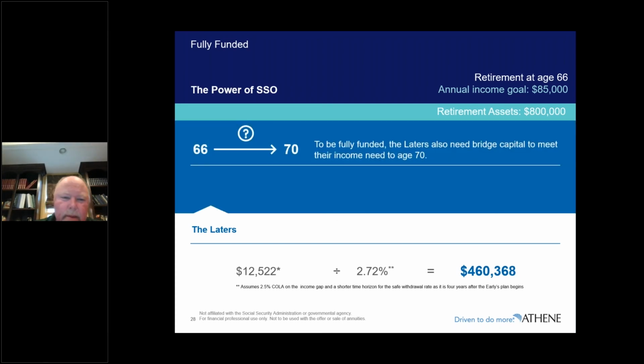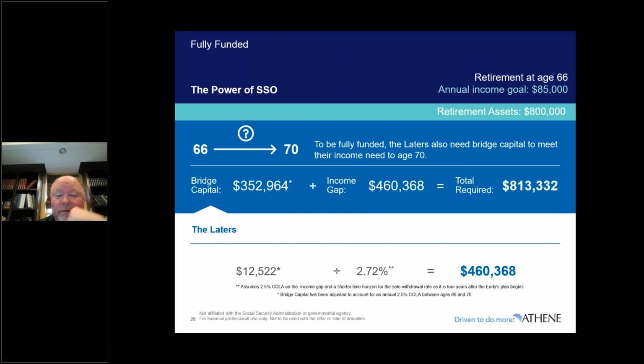But we've got to remember they're still retiring at 66. So what happens from 66 to 70? We'll quantify how much capital they'll need to have on hand to carry themselves from 66 to 70. We call this the bridge period, and the amount of capital of their own that they're going to have to use to carry them during that time is the bridge capital. So we take $85,000 inflated by 2.5% per year for 4 years, and this is what we need to cover the bridge period. Of course, we've already quantified, and we've done it again down here, what they need to close the gap from 70 and beyond, and the total capital required is $813,332.